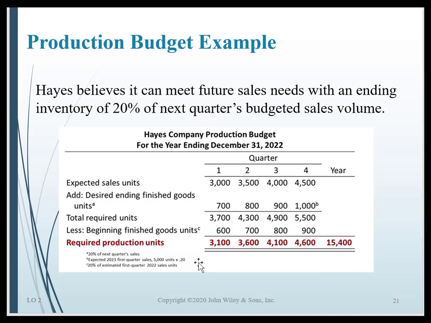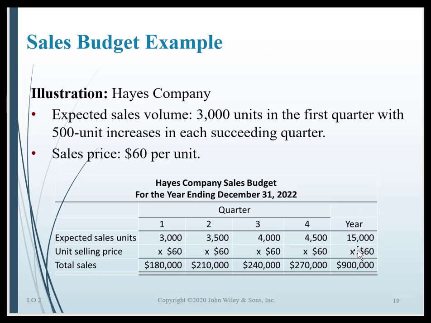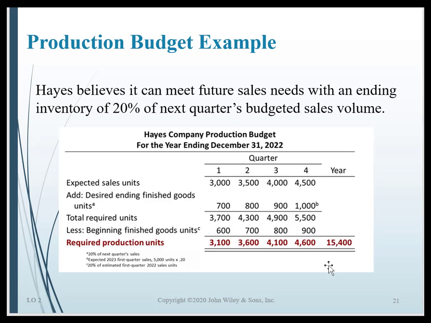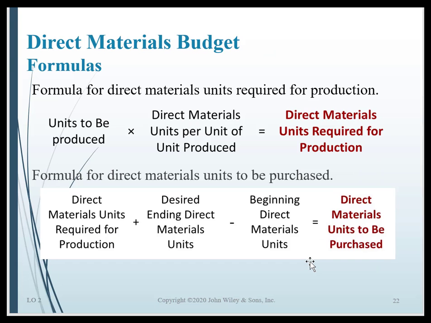So for this year, we predict that we're going to make approximately 15,400 units. Now, just to let you know, that's a little bit different. We only predicted 15,000 units to sell, but based on our needs, we're actually going to have to create 15,400 units.